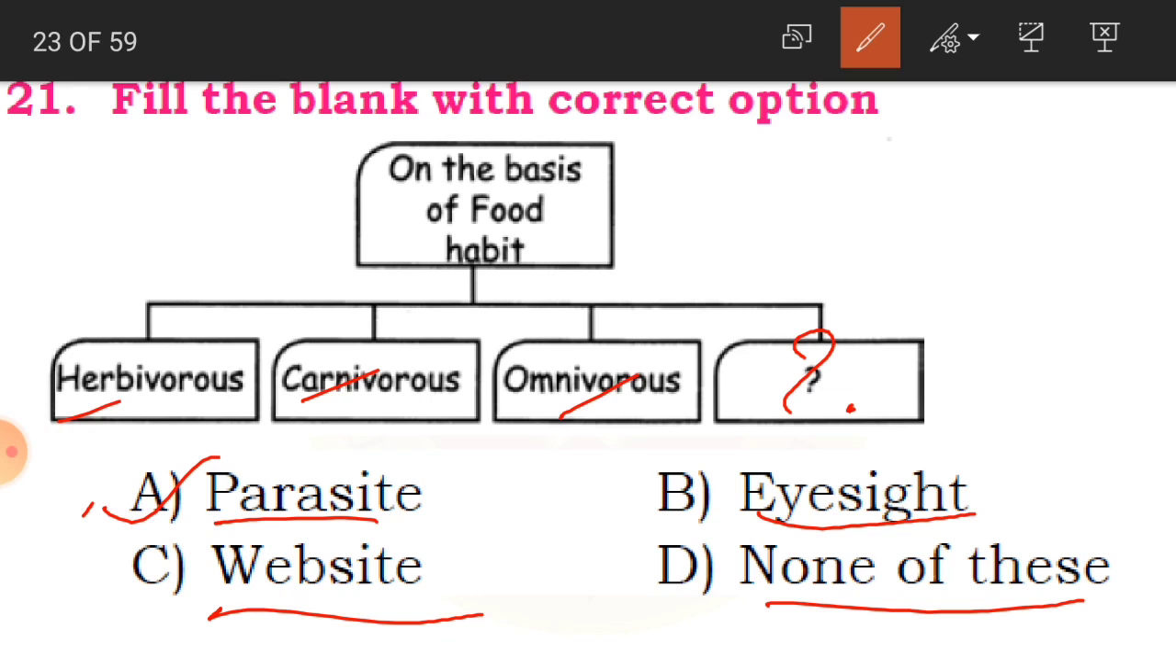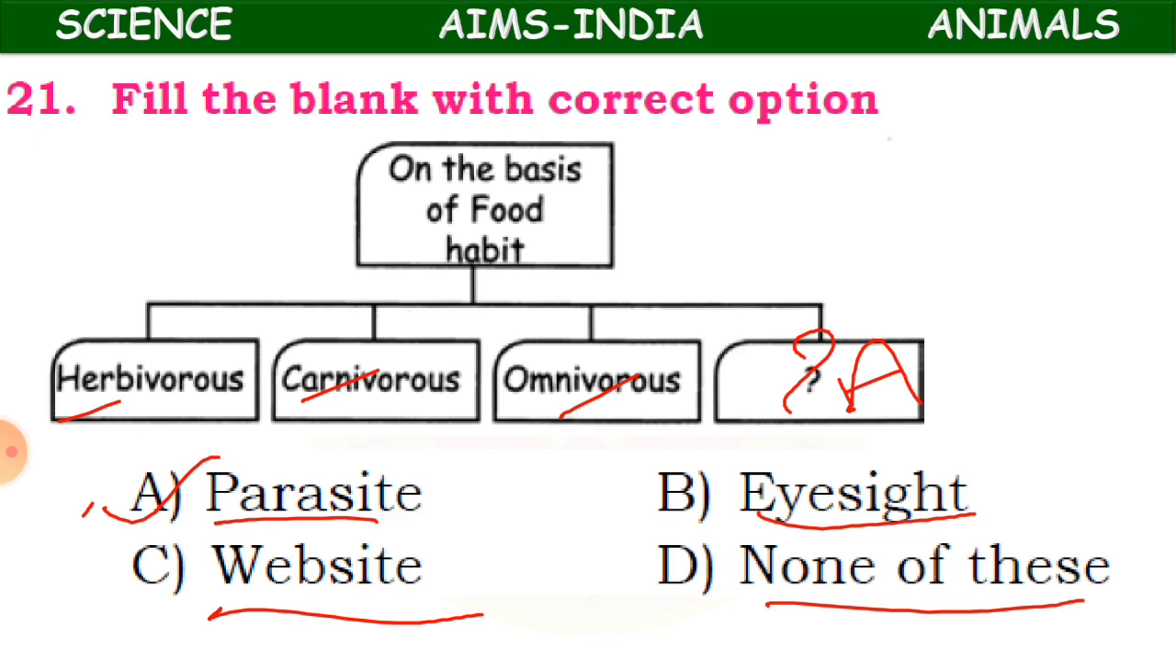From that part it takes the food, and it causes danger to that particular host. So that is why parasite, option A, is the correct answer here. Whereas herbivores are plant-eating animals, carnivores are animal-eating, meaning flesh-eating animals, and omnivores take both plant and animal food. Clear, children? Parasite is the correct option.